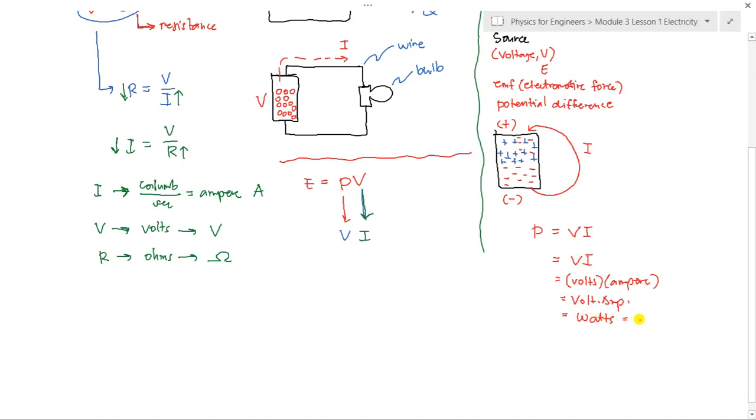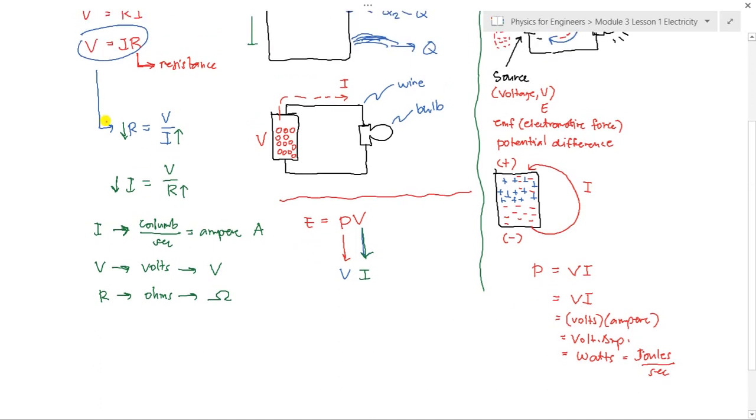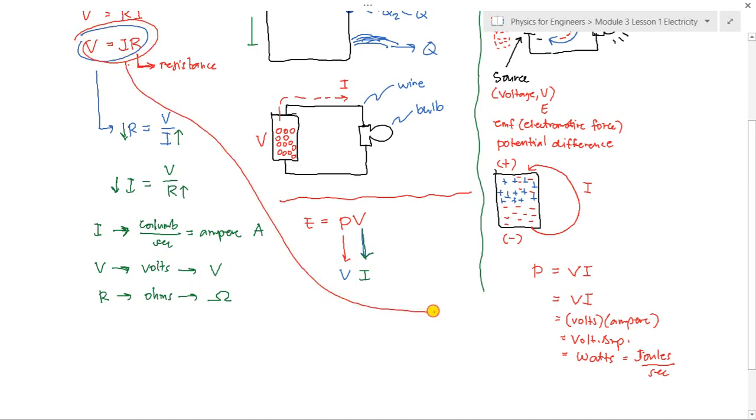Watts is also equivalent to joules per second. So that is the first formula for power. And since we have Ohm's Law, V is equal to IR, we can use this to derive another formula for power.